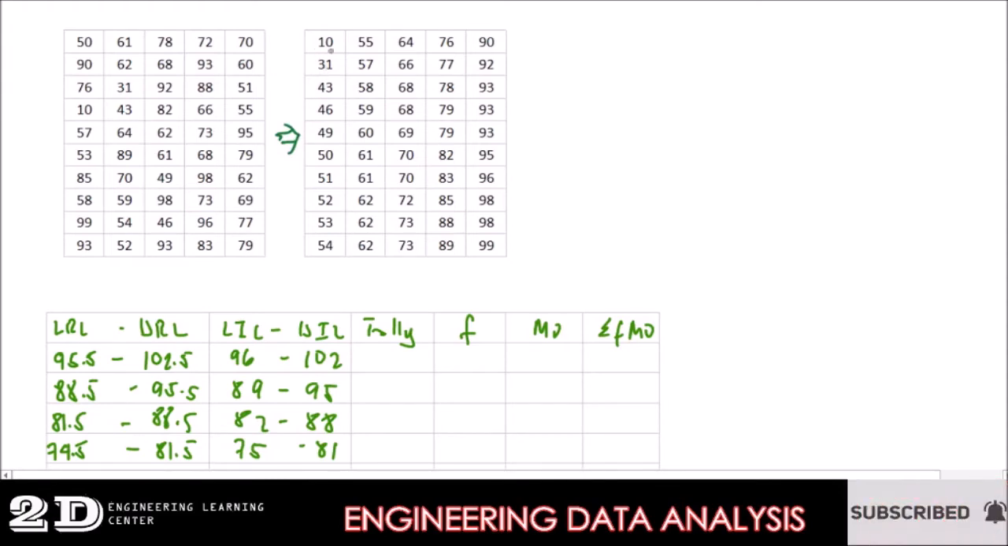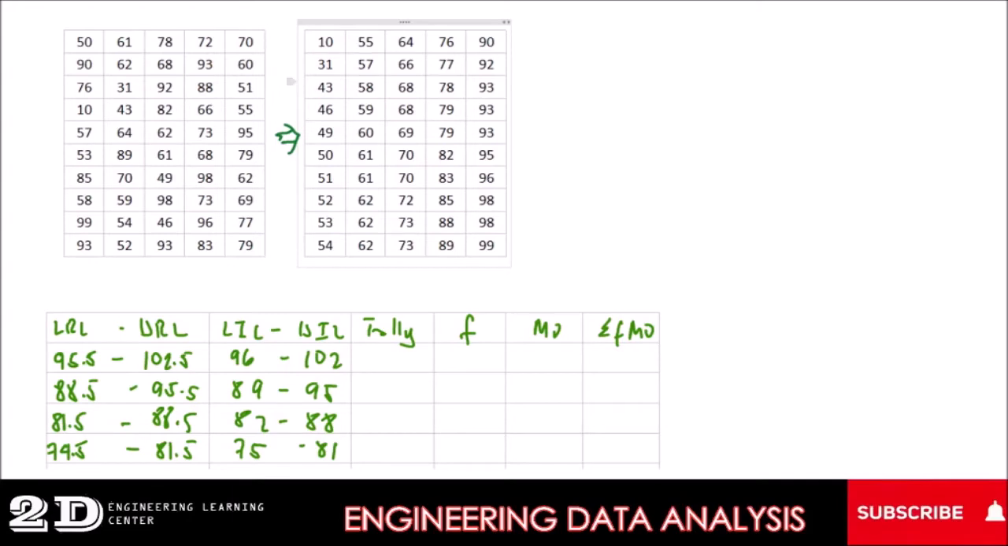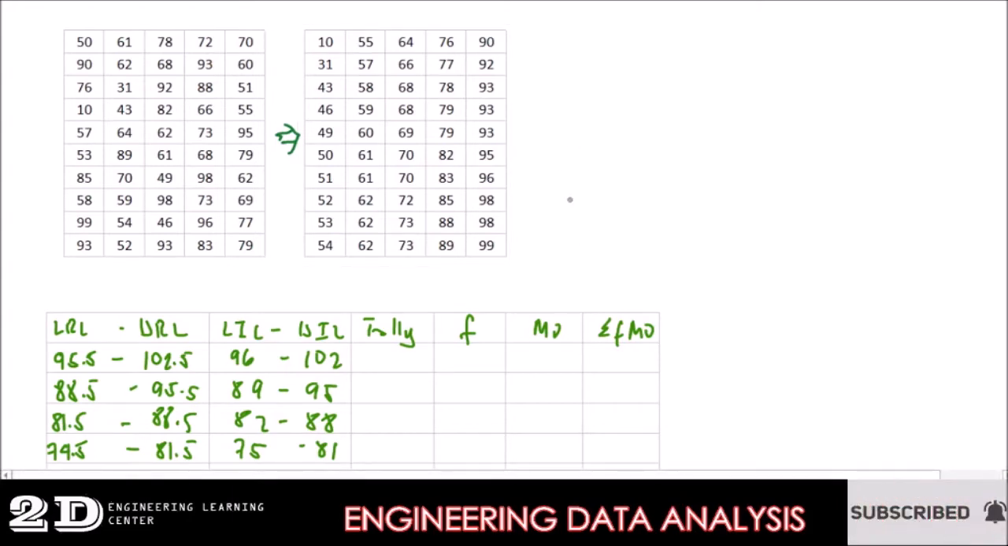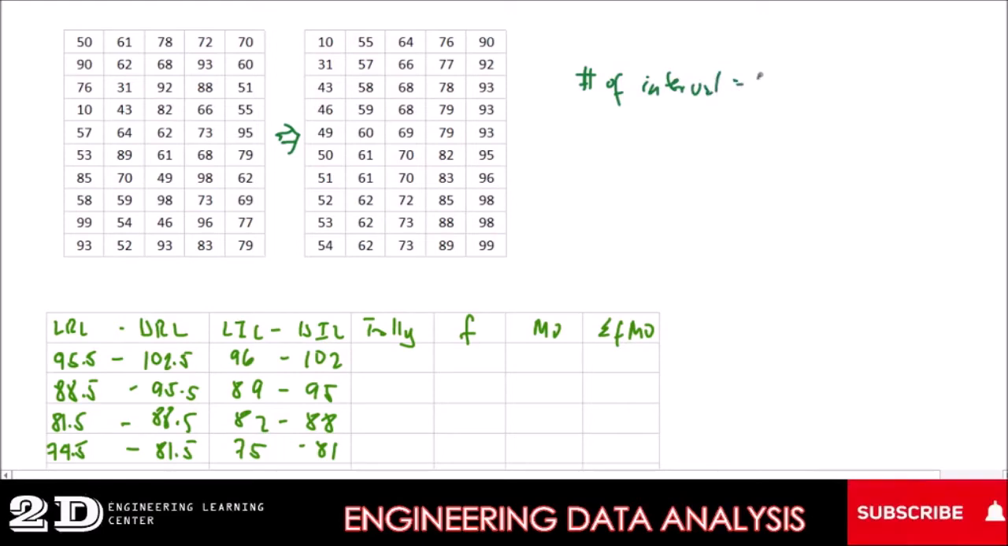I took the liberty of arranging the data in ascending order, so we begin with the lowest value up to the highest value. Here we have our lowest value and the highest value. I also made some of the entries for our frequency distribution table. For this one, the number of intervals is equal to 15.